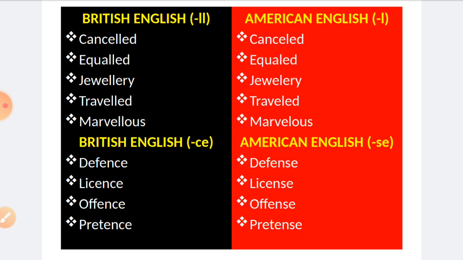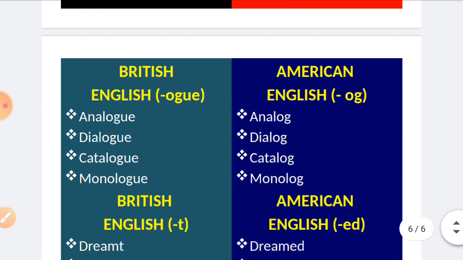So there is another difference. For instance, CE in British English is SE in American English. So words like defense, DEFENCE, okay, that is written as defense with SE in American English. Similarly, license, LICENCE, that's the spelling in British English, whereas in American English, the spelling is LICENSE. Similarly, offense, pretense, and so on. That's the next orthographic difference between British English and American English.